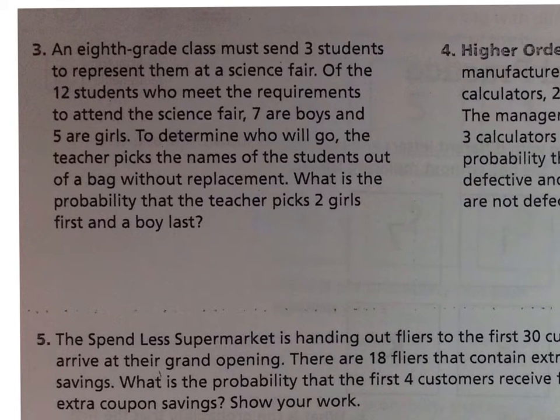Looking at number 3, we have the 8th grade class must send 3 students to represent them at the science fair. Of the 12 students who meet the requirements to attend the science fair, 7 are boys and 5 are girls. To determine who will go, the teacher picks the names of the students out of the bag without replacement. What is the probability that the teacher picks 2 girls first and a boy last?